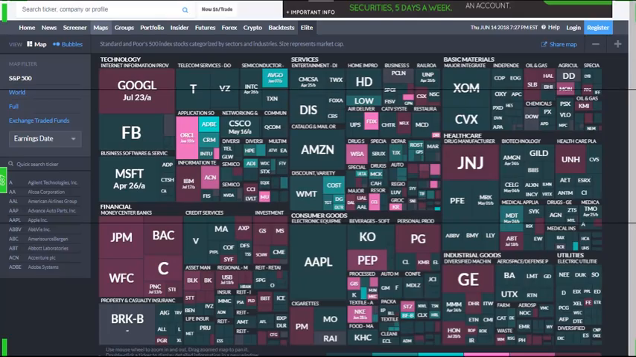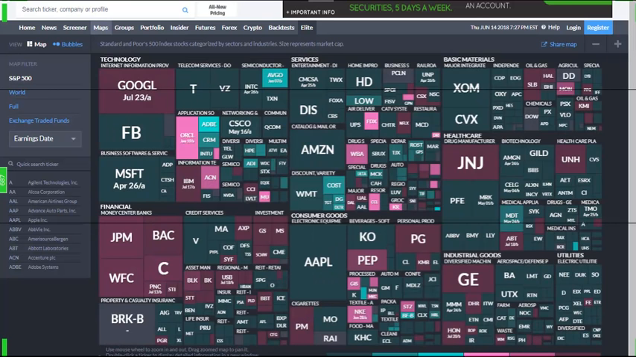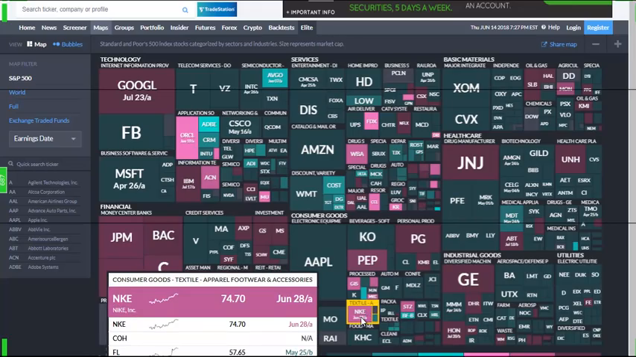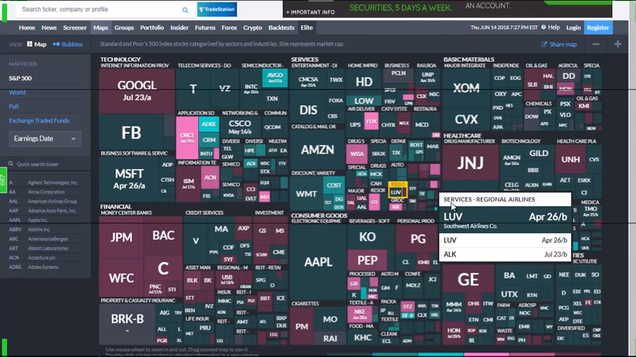And you'll see the key down on the bottom here. So is the blue after earnings or before? The blue is after and purple is before. So right before earnings is the lightest color. So Nike is going to be out June 28th. Oracle. It's an easy way to manage what earnings are coming out.